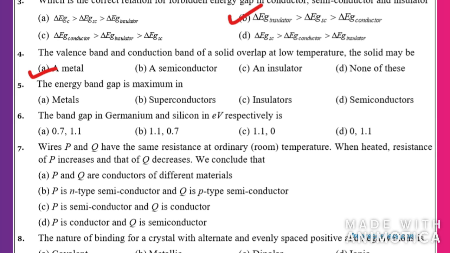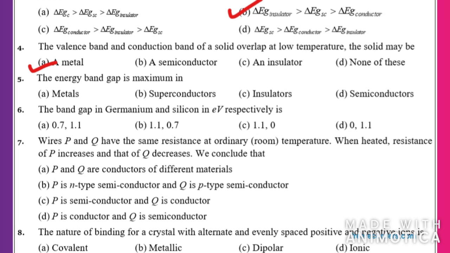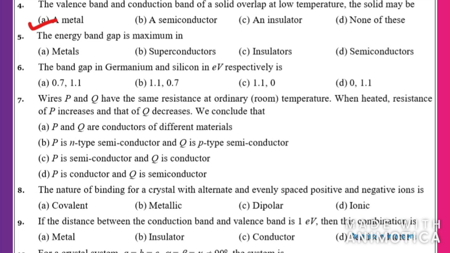Now the next one: energy band gap is maximum in metals, superconductors, insulators, or semiconductors? Out of these all, it is insulator. Maximum energy band gap is of insulators.